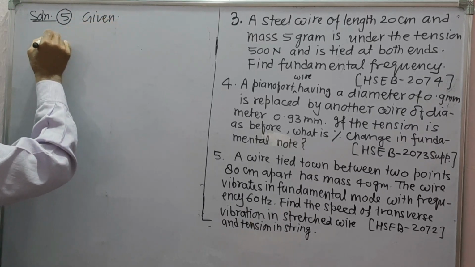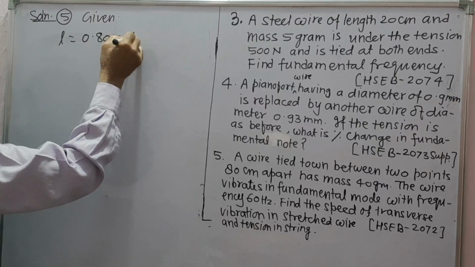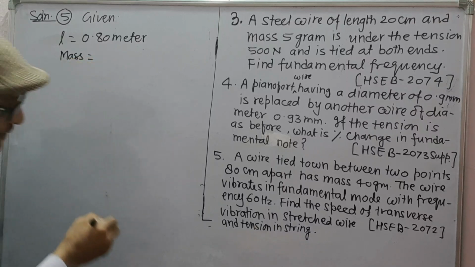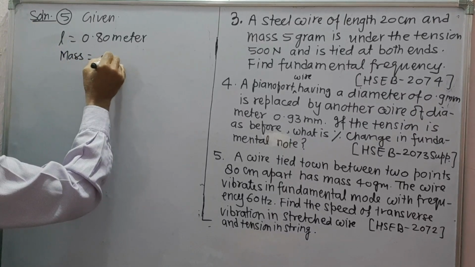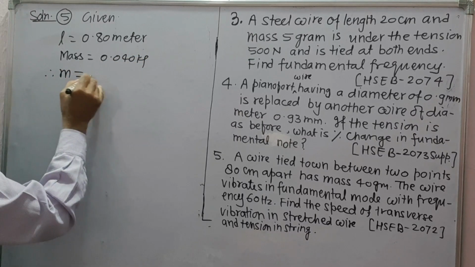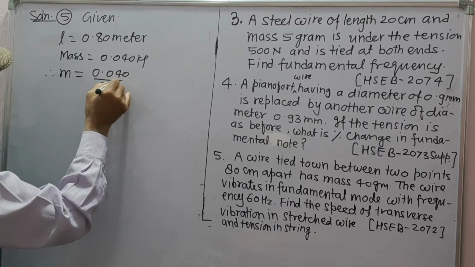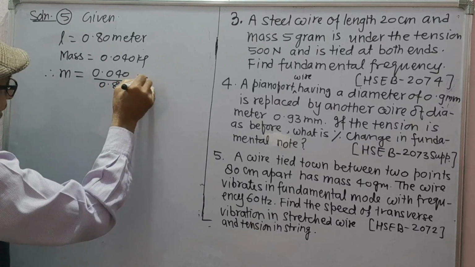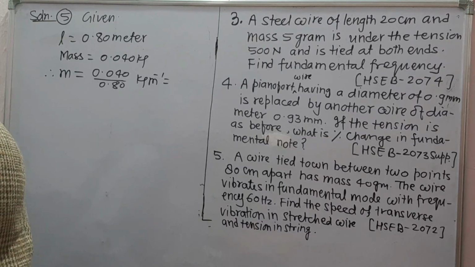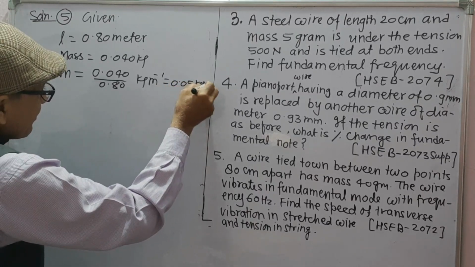Given, length of wire is 80 cm, that is 0.8 meter. Mass of wire is 40 gram, 0.040 kilogram. Therefore, mass per unit length will be 0.040 upon 0.8 kg per meter, which gives 0.05 kg per meter.